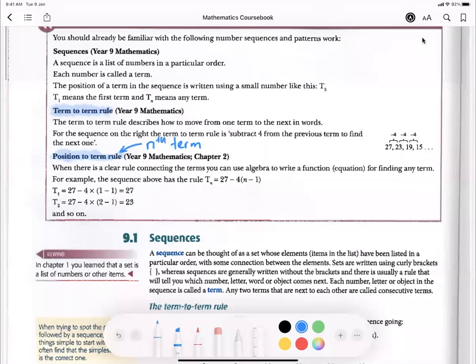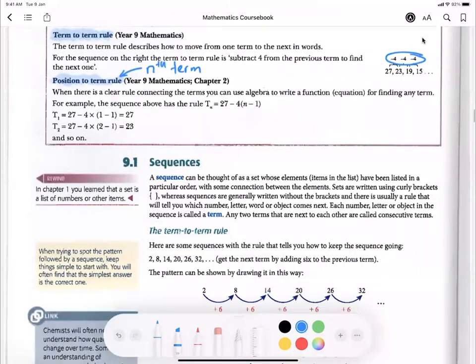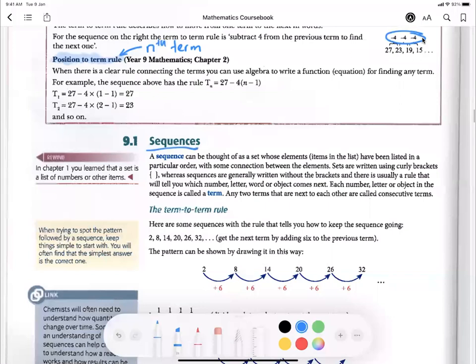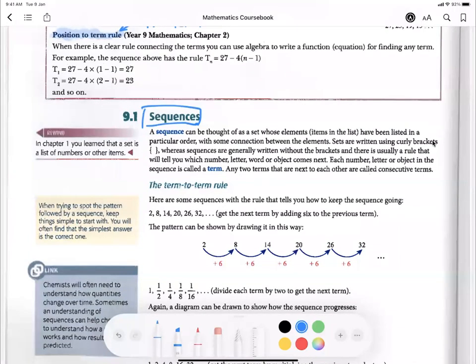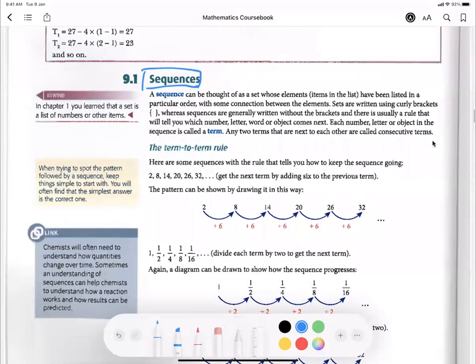Term-to-term rule is from one term to the other term. What is the one term to another term? What is the fixed rule that we follow? If we look at sequences, they follow a certain pattern. If they follow a certain pattern, then we can call it a sequence. If they add together or they minus together, we call it a linear sequence.